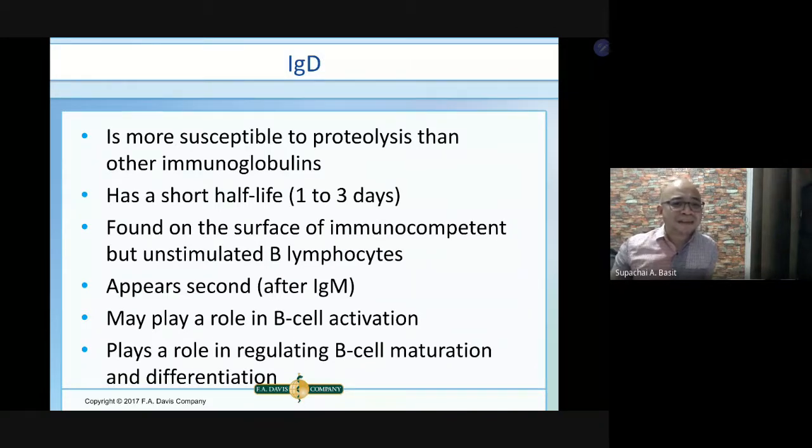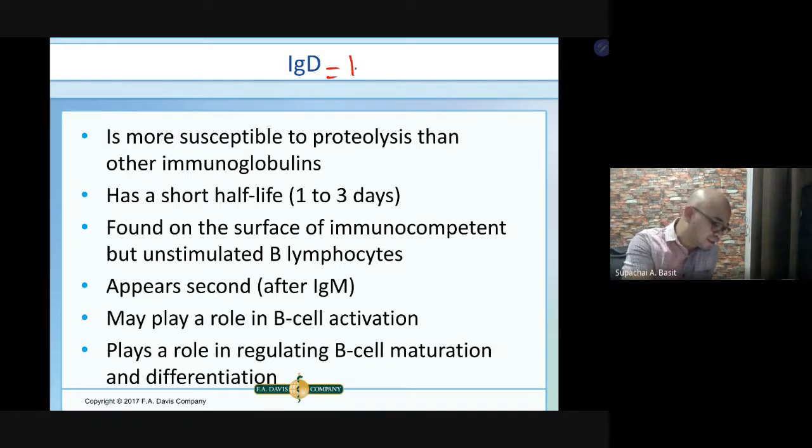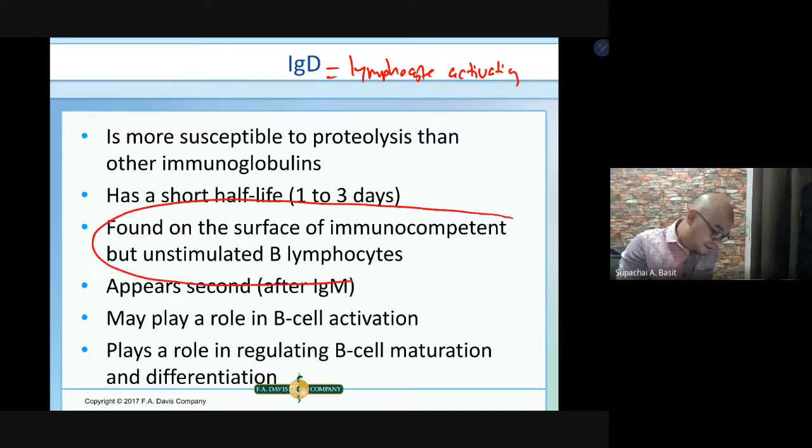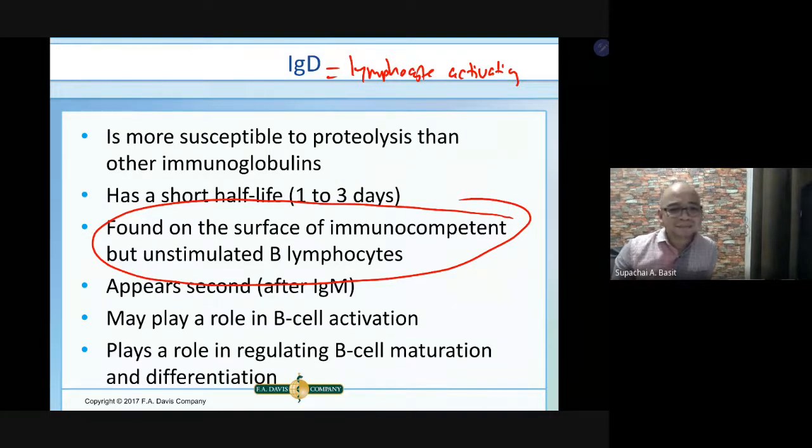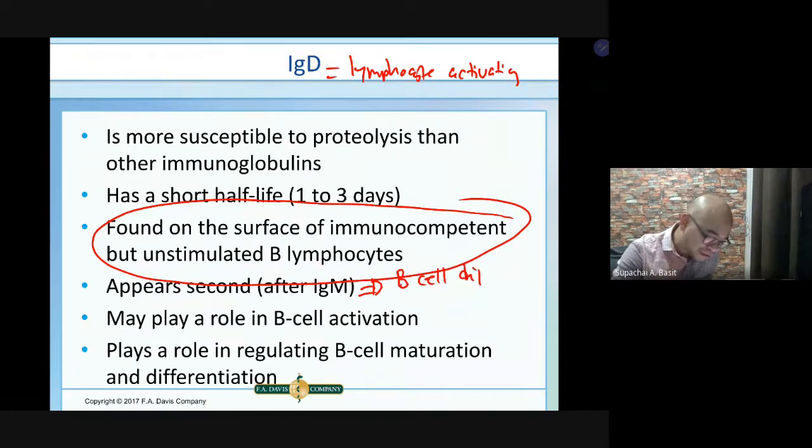However, they say that IgD is important in lymphocyte activation because they are found on the surface of immunocompetent but unstimulated B cells. During the development of B cell maturation, the first antibody synthesized is IgM, then followed by IgD. Take note, this is not during the immune response, but during B cell differentiation.